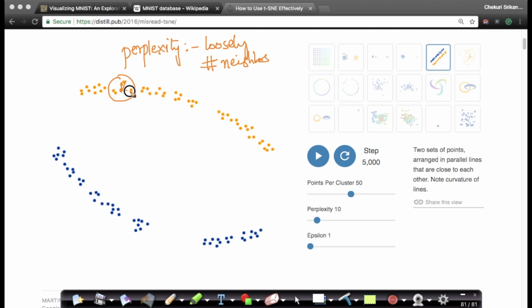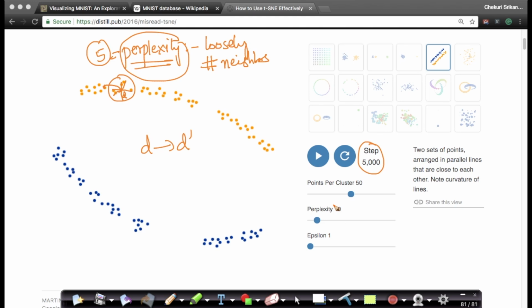Okay, 5 points. So if I make my perplexity equal to 5, what it tries to do is, for every point, it will take the 5 points which are closest to it, which are these 5 points, and it will try to preserve these distances. Instead of preserving a distance of d, it does this. So perplexity can be loosely thought of. Again, there is a lot of mathematics behind it, which I'm skipping for now. But you should understand that perplexity can be thought of as the number of points, loosely, the number of neighbors to whom I want to preserve the distances when I go from d dimensions to d dash dimensions.